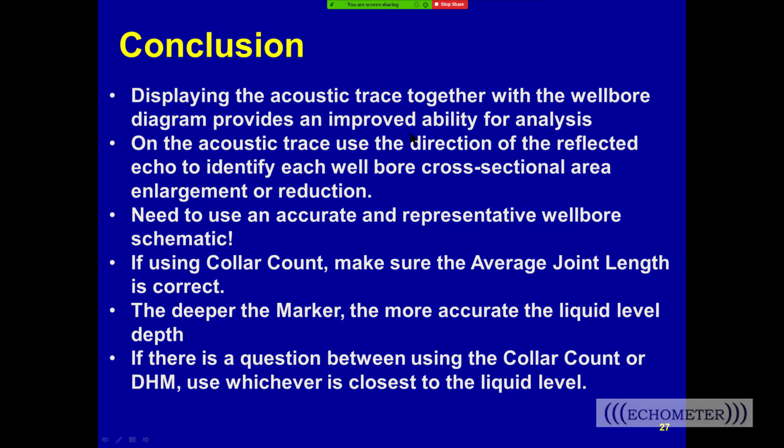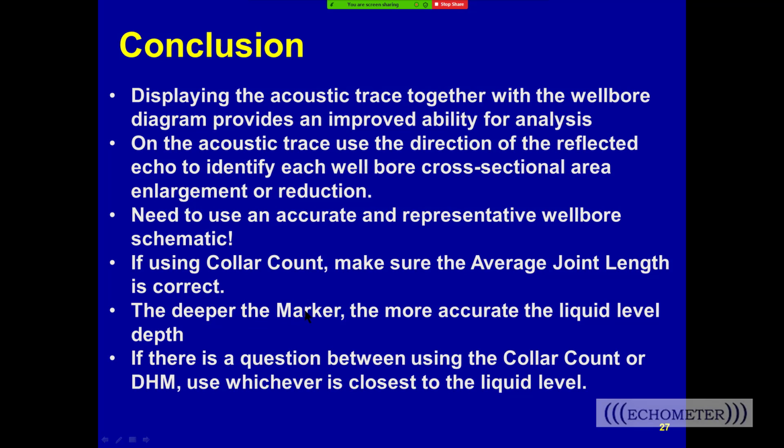We can see the direction of the echo, which helps us identify each change in wellbore cross-section, whether it's enlargement or reduction. It's important to have an accurate wellbore schematic entered into your well base file, or your view of your wellbore. If you count collars, and the software automatically always counts collars, it's important not to use the Echometer default average joint length, but to use the correct average joint length based on the joints of tubing in your well.